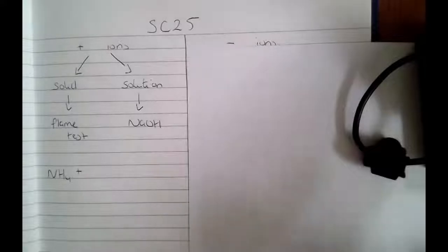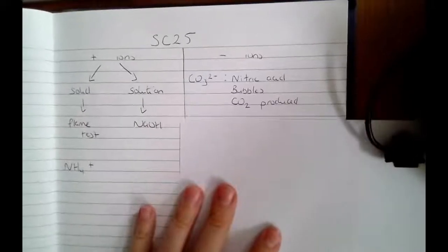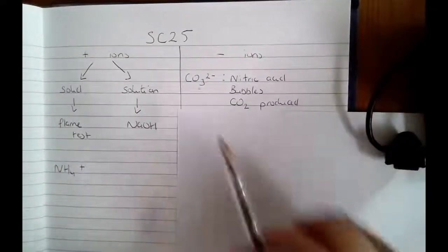So they are your positive ions. And then you've got your negative ions, and I've already written this out. So you've got a couple of negative ions that you need to know. The first is the carbonate ion.